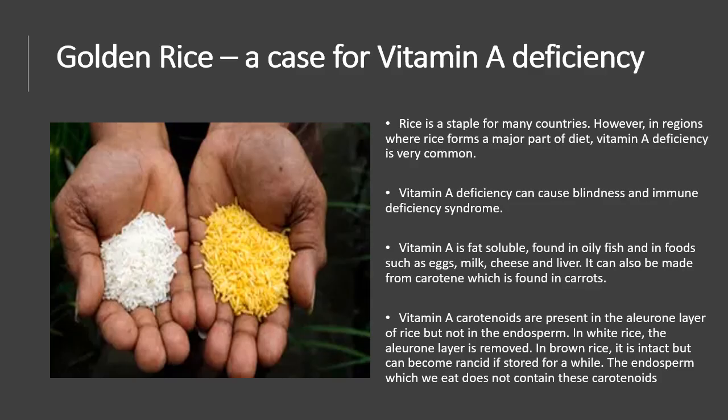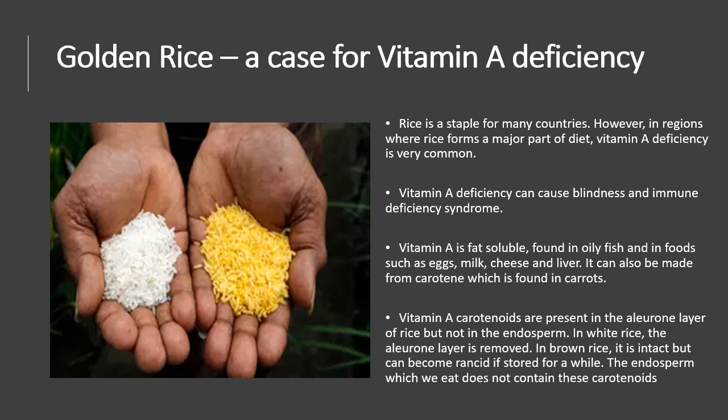And now an advantage of genetic modification is vitamin A rice. It was found that in many countries where rice is a staple, so maybe in parts of Asia and also in parts of Africa, where rice forms a major part of the diet, there's usually a vitamin A deficiency. And vitamin A deficiency can cause blindness and also cause an immune deficiency syndrome.